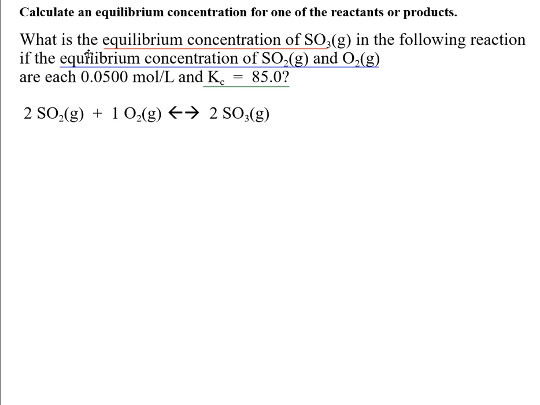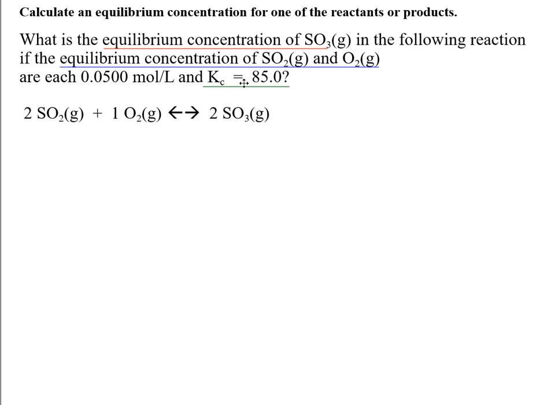Let's do another problem. What is the equilibrium concentration of sulfur trioxide gas in the following reaction if the equilibrium concentration of sulfur dioxide and oxygen gas are each 0.05 moles per liter and given the Kc of 85.0? Note that all the information that is required of us are about equilibrium concentration. Therefore, we don't need an ICE table because everything here is about the equilibrium. No ICE table is necessary.